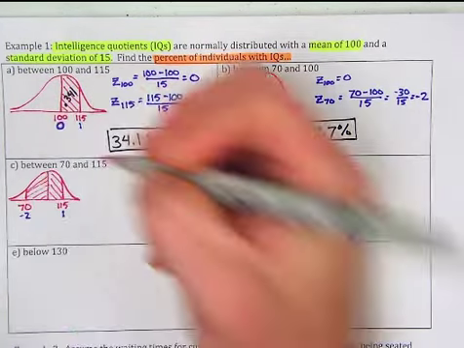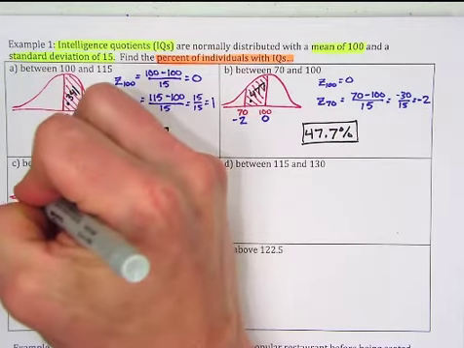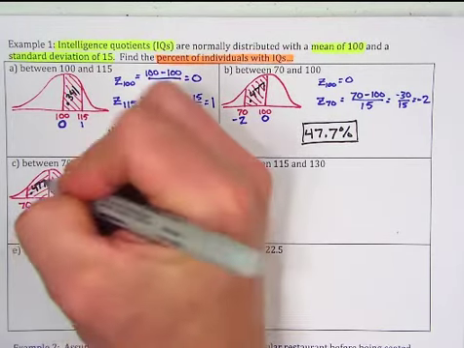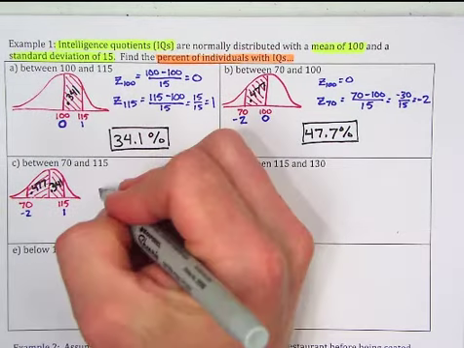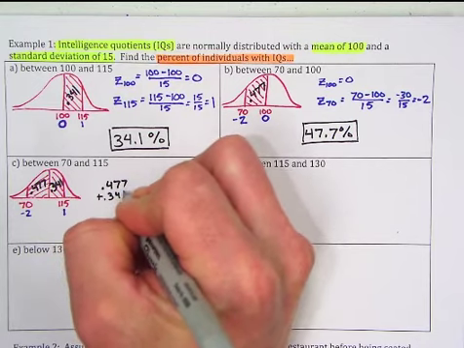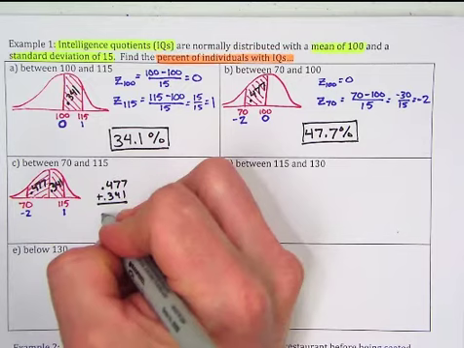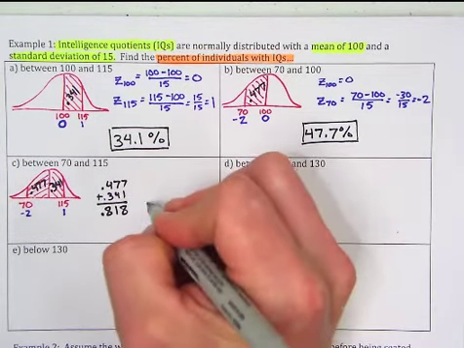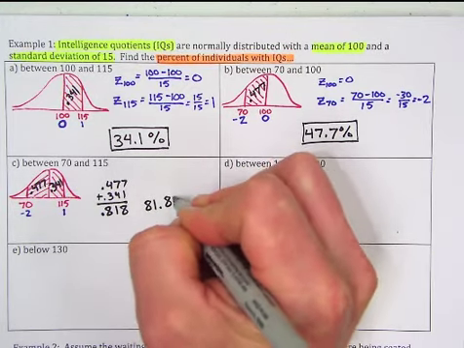So what we're going to do is actually add up these two areas that we already found. So we found that this was 0.477 and this was 0.341. So combined, we get 0.818 or 81.8%.